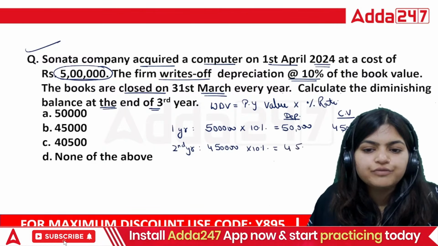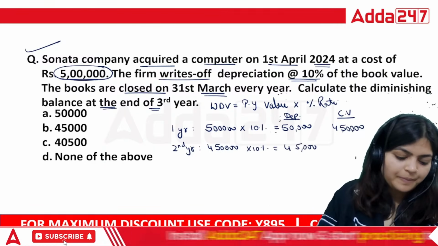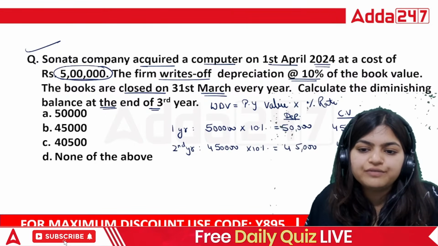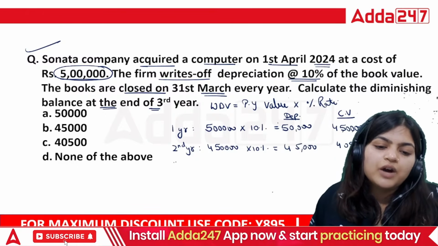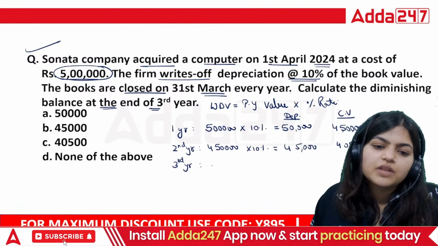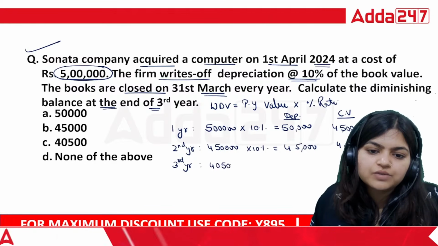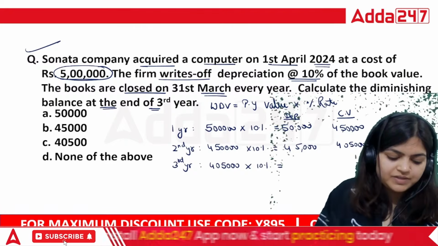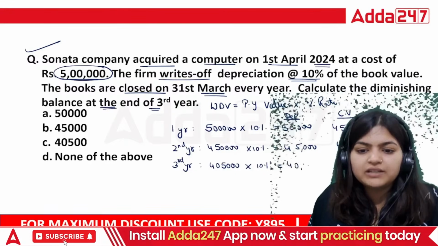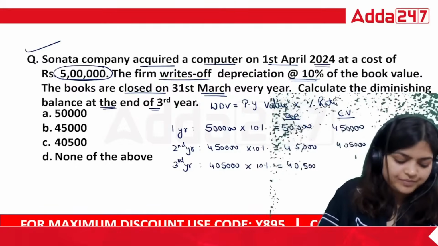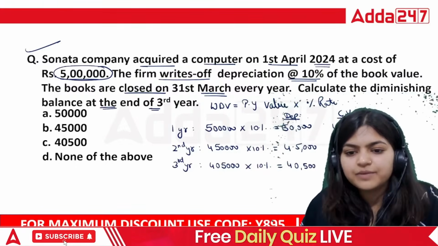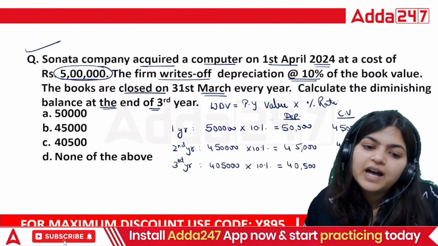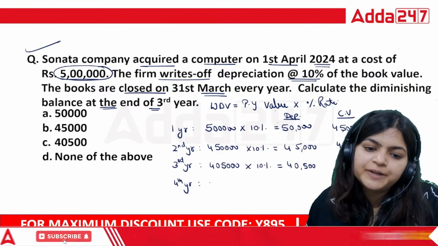So this is going to be 45,000, so minus 45,000. So the closing value of your asset is 4 lakh 5,000 in your second year. Now, in your third year, 4 lakh 5,000 into 10%, that is going to be 40,500. So the answer is 364,500.